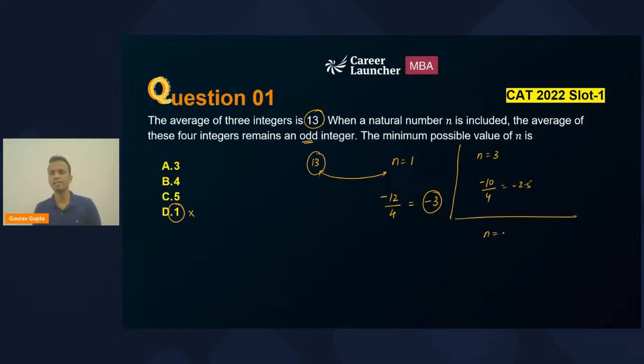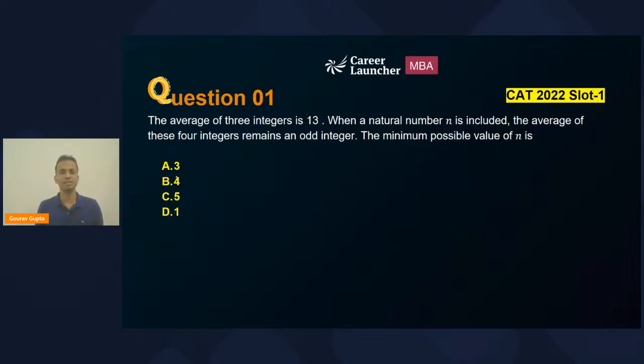Similarly, if n is equal to 4, right? So between 13 and 4, the difference is 9, minus 9. Again, when divided by 4 it does not give me an integral value. It gives me minus 2.25. So 13 minus 2.25 is not an integer, right? So I have eliminated the smallest of the three values, 1, 3, and 4. So the answer should be 5.